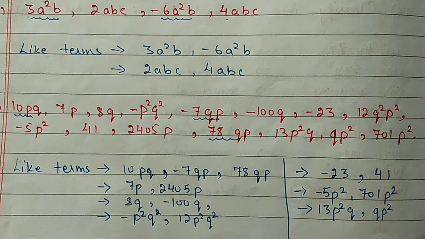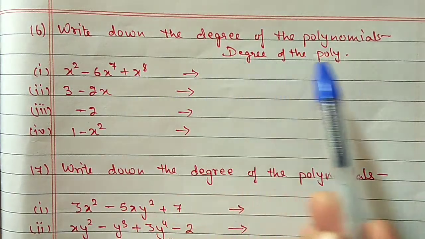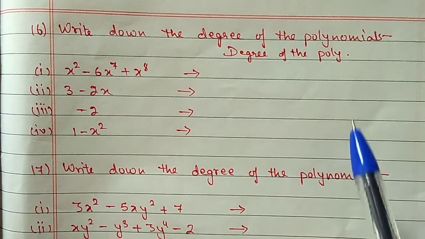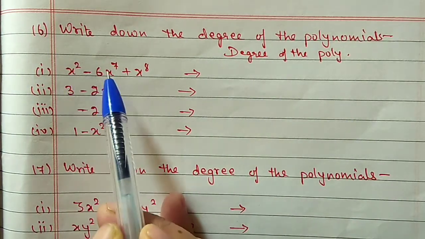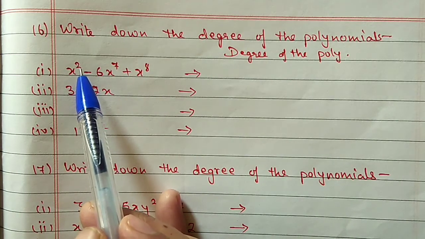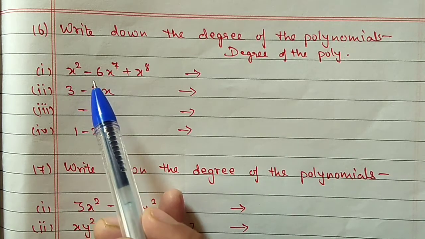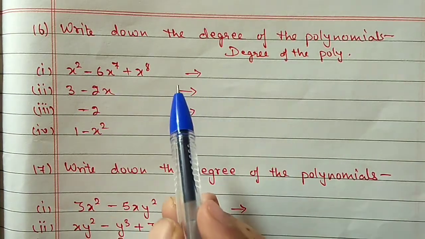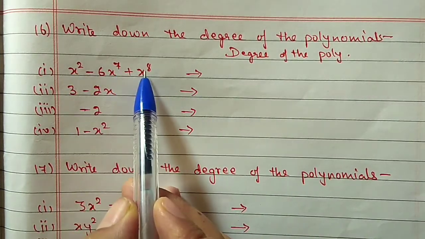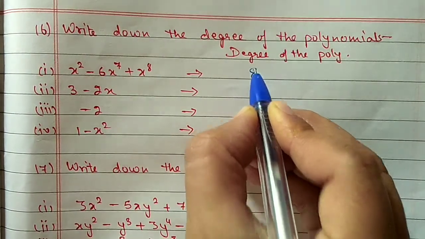Next, question number 16, write down the degree of the polynomial. A polynomial is an algebraic expression which has only positive integral powers. This power should be positive, and it should not be in fraction, it should not be in the denominator, then it is a polynomial. And degree means we have to see the highest power. So here the powers are 2, 7 and 8. So 8 is the highest. It means the degree of this polynomial is 8.